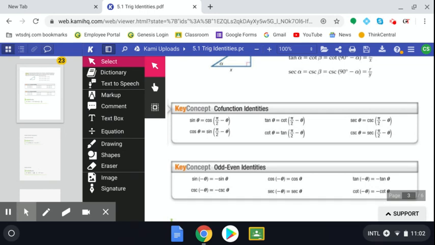Cofunctions, okay. And then odd-even identities: sine of negative theta is equal to negative sine of theta, cosecant of negative theta is equal to negative cosecant theta. As you can see, those are odd identities, but cosine of negative theta is going to be equal to cosine theta, and secant of negative theta is going to be equal to secant theta, so those are even functions. Tangent of negative theta is equal to negative tangent theta, and cotangent of negative theta equals negative cotangent theta. So the only even ones are cosine and secant.